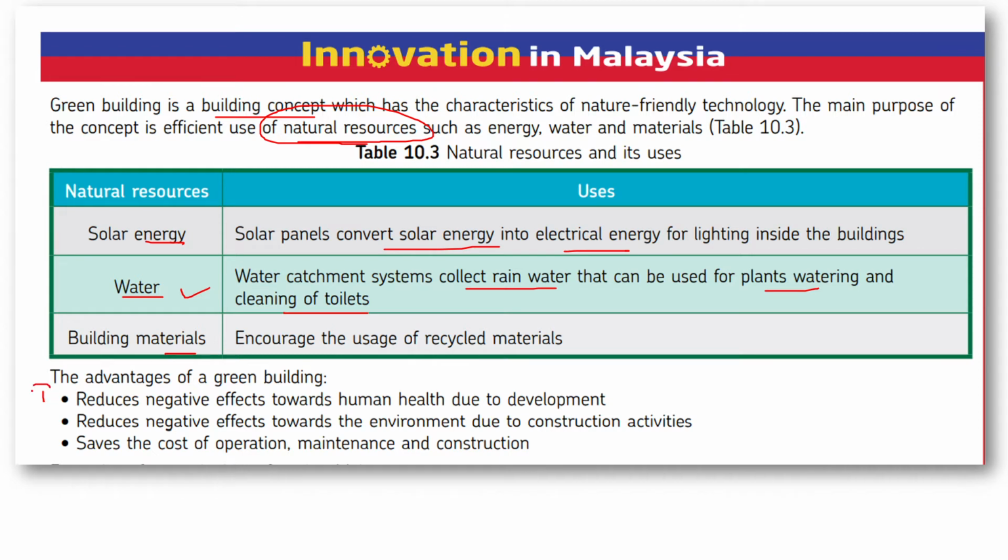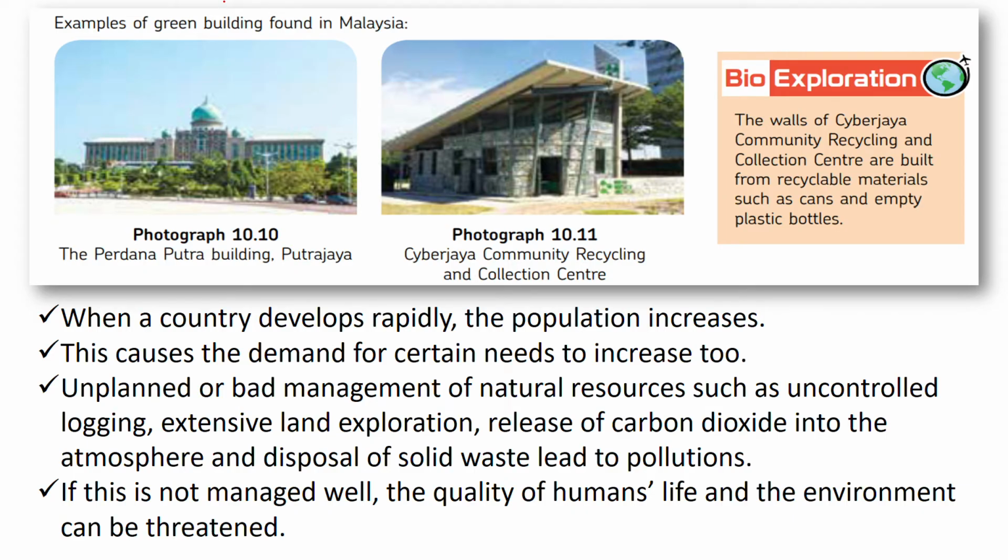First, it reduces negative effects towards human health due to development. Number 2, it reduces negative effects towards the environment due to construction activities. And number 3, okay, it works to save the cost of operation, maintenance, and construction. Okay, so these are the examples of green building found in Malaysia.